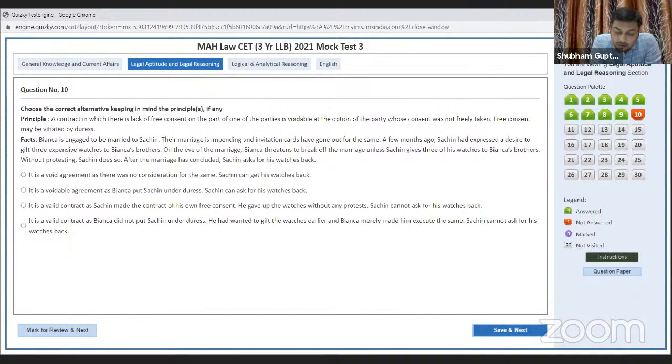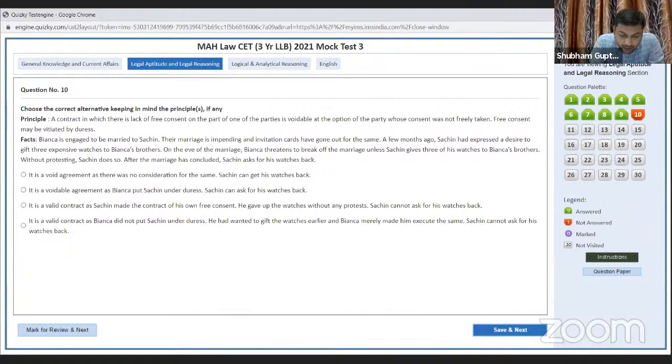After the marriage was concluded, Sachin asked for his watches. It is a void agreement as there was no consideration for the same. Sachin can get his watches back. So I think he can get the watches back because he did so under the pressure of his wife to break the marriage, right? Now let's read the next one.